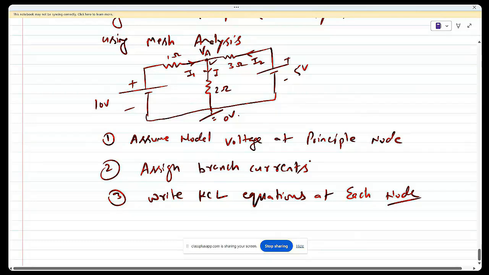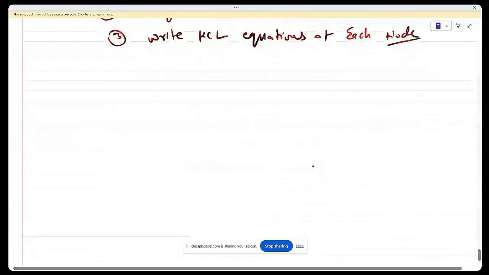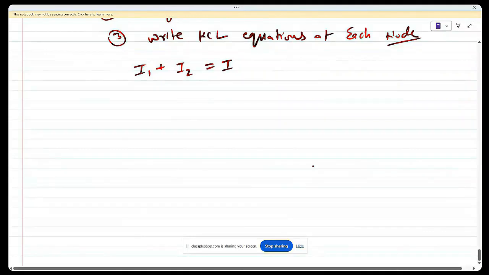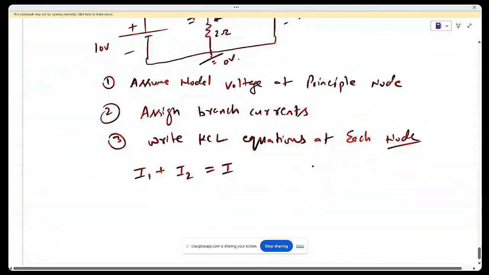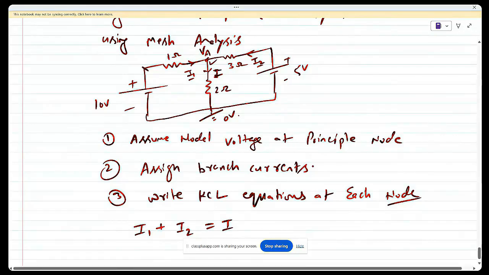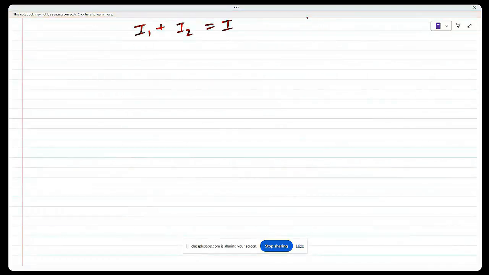Now write the KCL equation here. At this node, the incoming currents are I1 and I2, and the outgoing current is I. KCL says the sum of incoming current is equal to the sum of outgoing current, meaning I1 plus I2 is equal to I. Now what is this I1? You can see this I1 is flowing through this 1 ohm resistor, and at this point the potential is 10 volt, and at this point the potential is VA. This is the rough work for this I1.